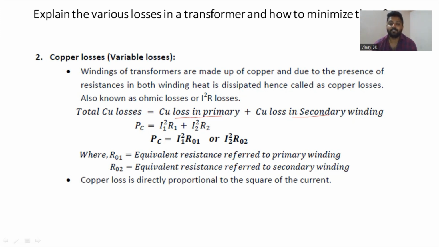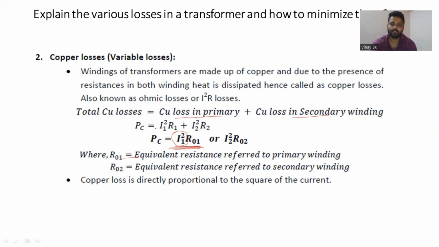You can write the total copper loss by referring to the primary winding or the secondary winding, so you can write I1^2 R01, where R01 is the equivalent resistance referred to the primary winding. Similarly, R02 is the equivalent resistance referred to the secondary winding. The copper loss is directly proportional to the square of the current, and you can also call this copper loss variable loss.